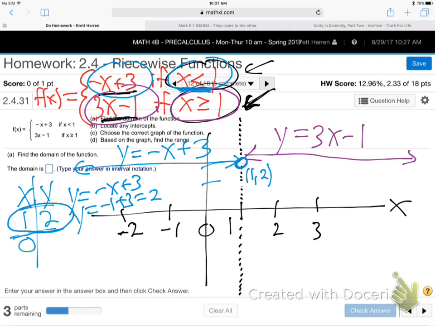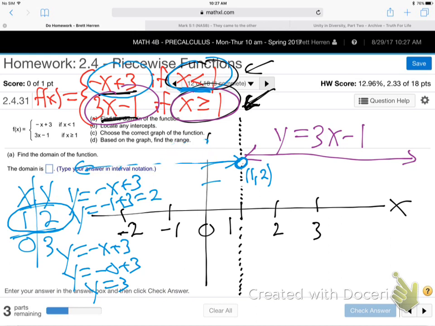Okay, now 0. Plug in 0. Again, negative x plus 3, negative 0 plus 3, y is 3. So over 0 up 3, it's right here. That's a solid dot. Over 0 up 3, and then just let her go. There's the graph in that section. Everybody see that? What I did there.